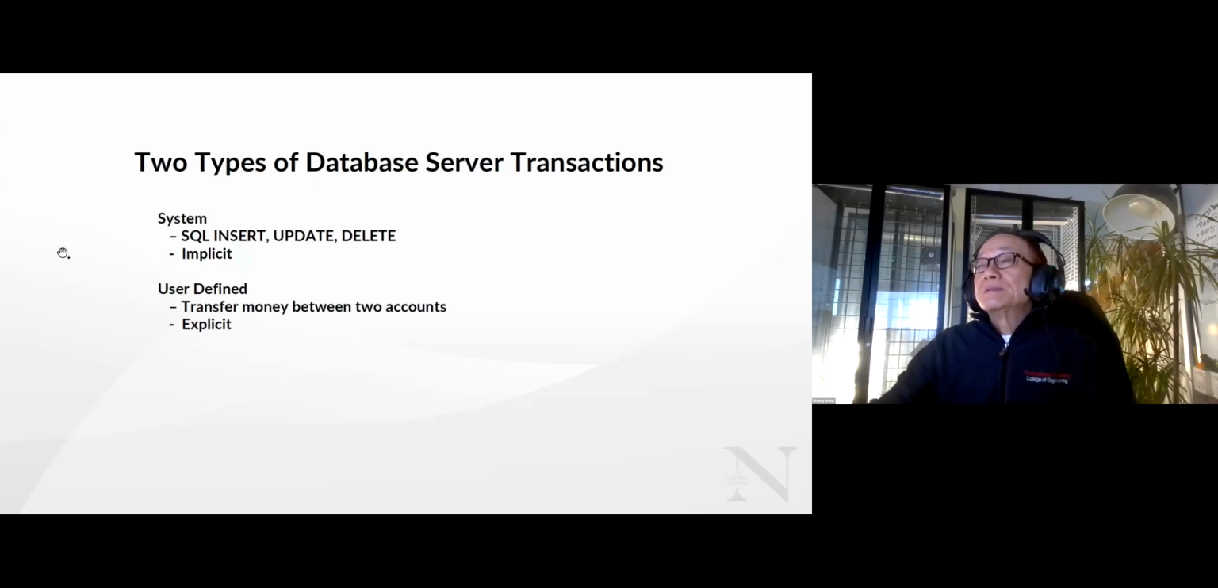And the examples of the system transactions are whenever we run the SQL insert, update, or delete commands, then the database server will start a transaction, because we do not need to start or initiate the transaction explicitly. Therefore, this type of transactions are called implicit transactions.